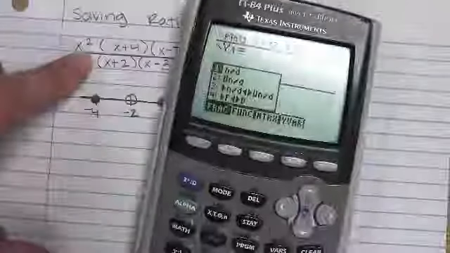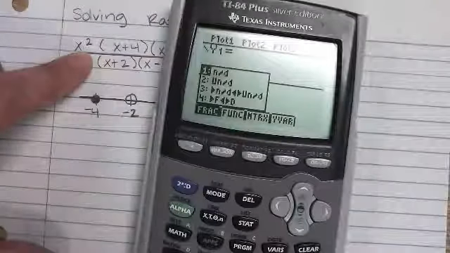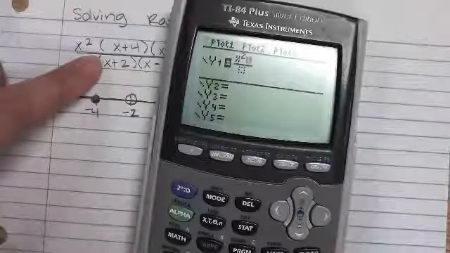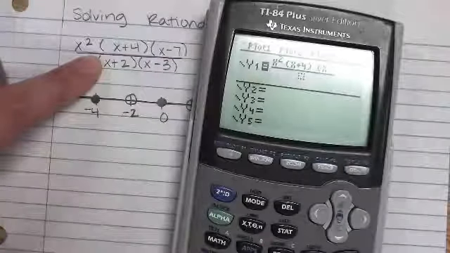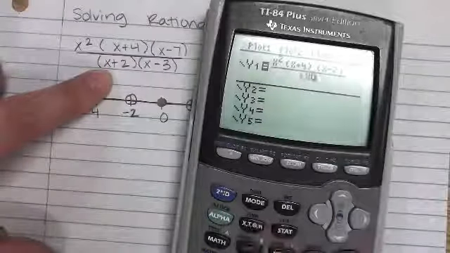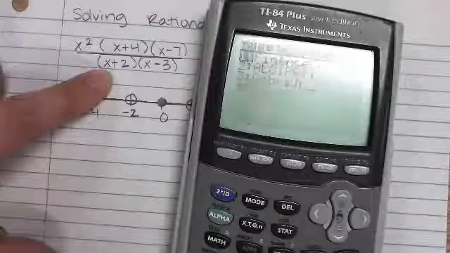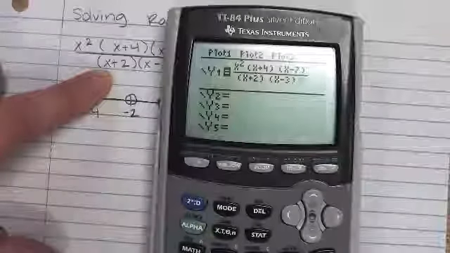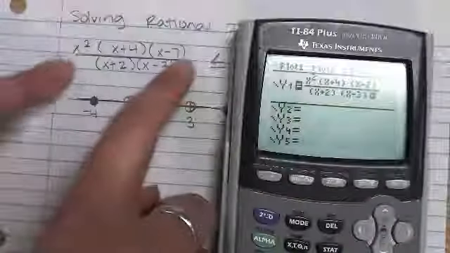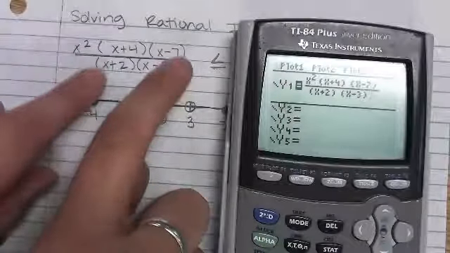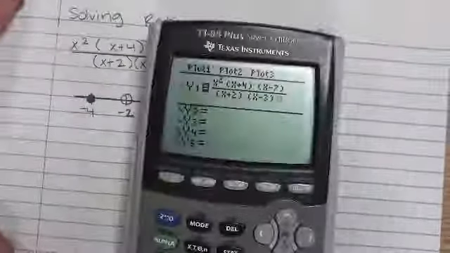So I'm going to type this in. I hit alpha y equals so I can get that fraction up there. X squared, and then x plus 4, and x minus 7. And if you have an older calculator, you have to be really, really careful about your parentheses here. X plus 2, x minus 3. So if you have an older calculator, you're going to have to put an extra set of parentheses around the whole top and an extra set of parentheses around the whole bottom, just to make sure you graph it correctly.